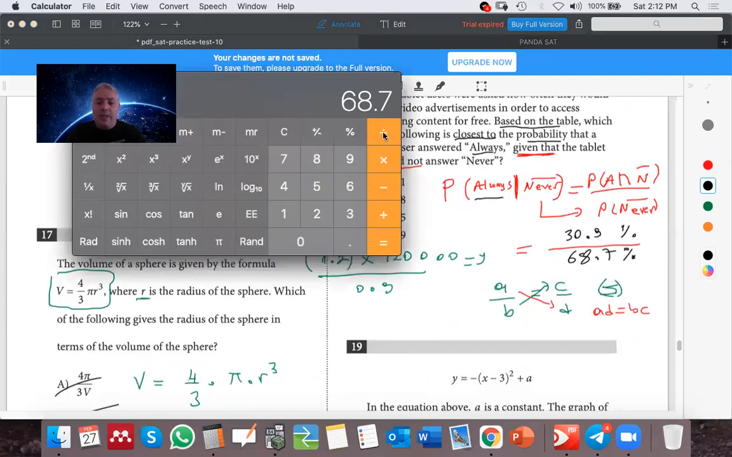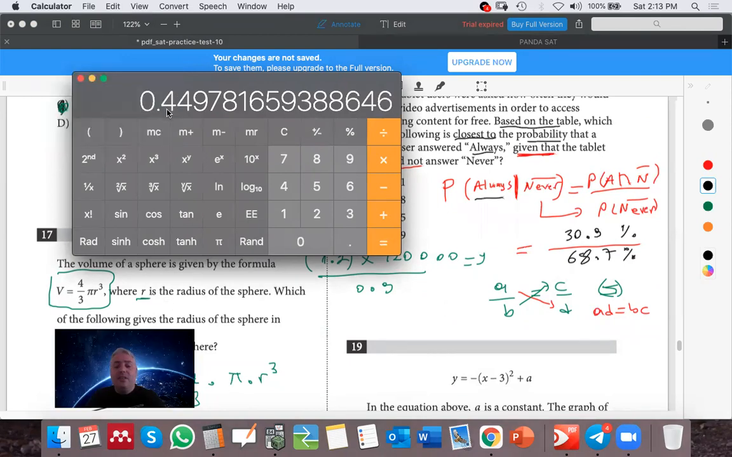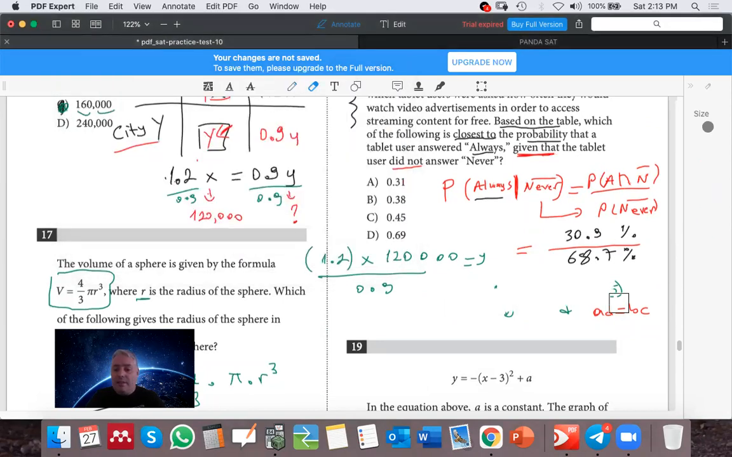Now, what will be this ratio? So 30.9 divided by 68.7. So the result is, let's see, 0.449. So 0.449. Let me clean this.